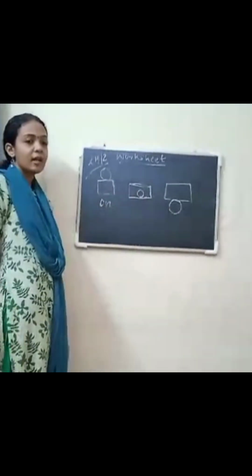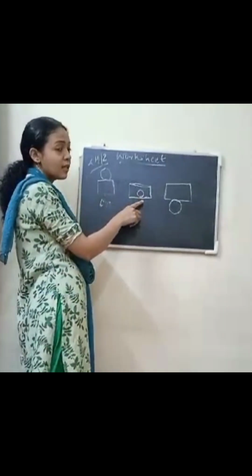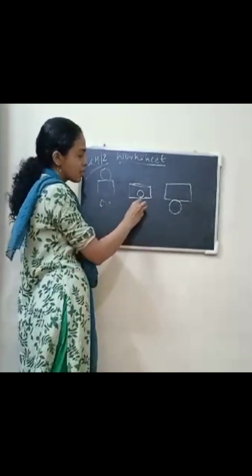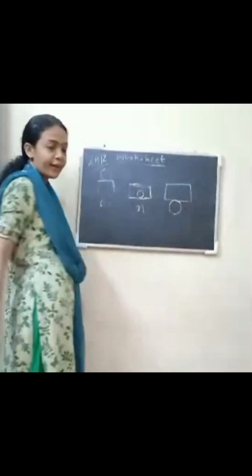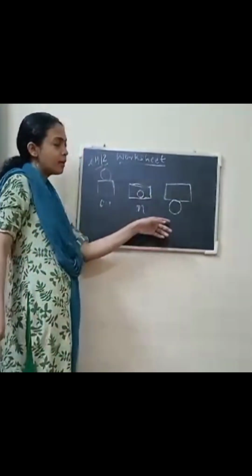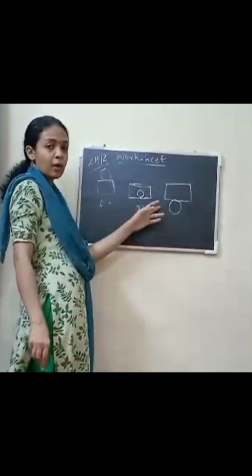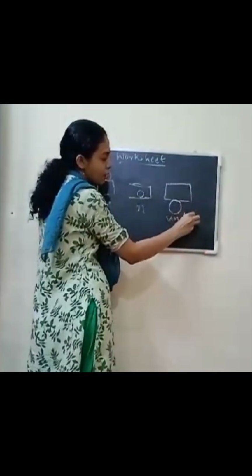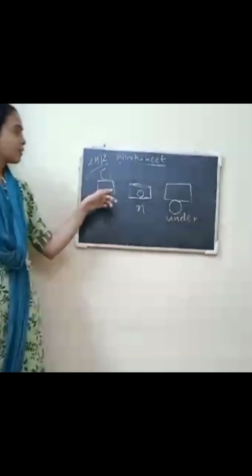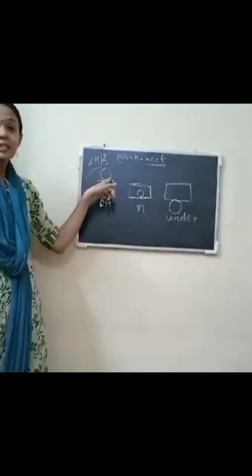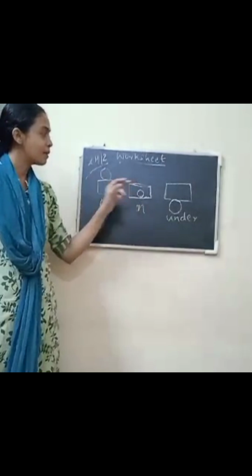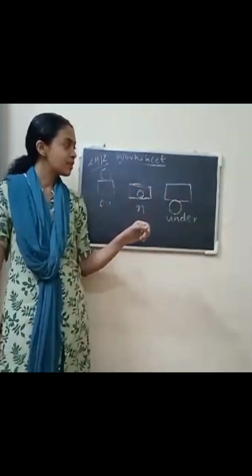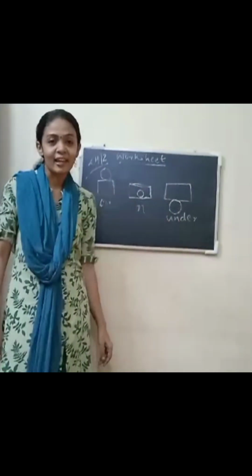What about this? The ball is in the box. In the box, correct. Give me the answer for this. Where is this ball? It is under the box. Do you understand, everyone? The first picture shows that the ball is on the box. The second picture shows that the ball is in the box. And the third picture shows that the ball is under the box.